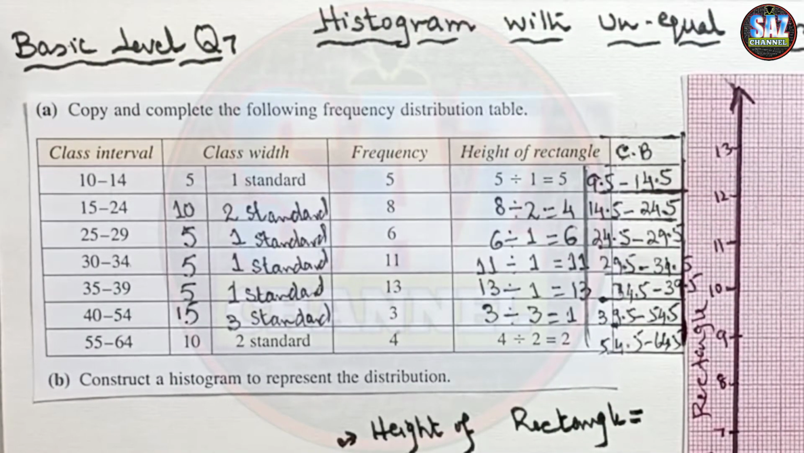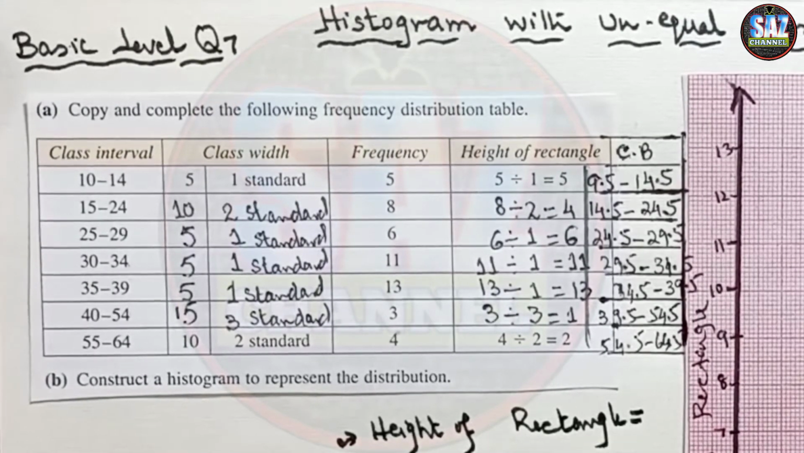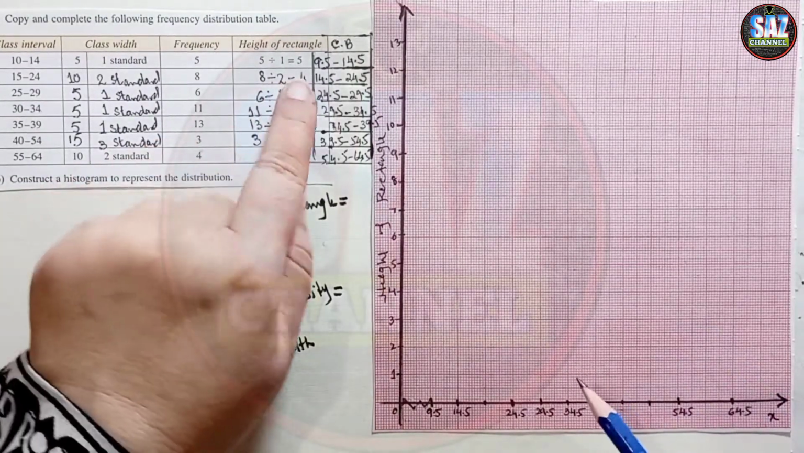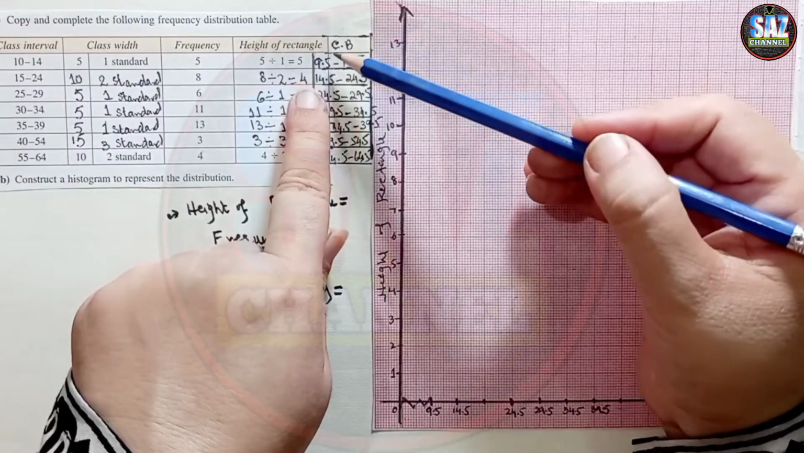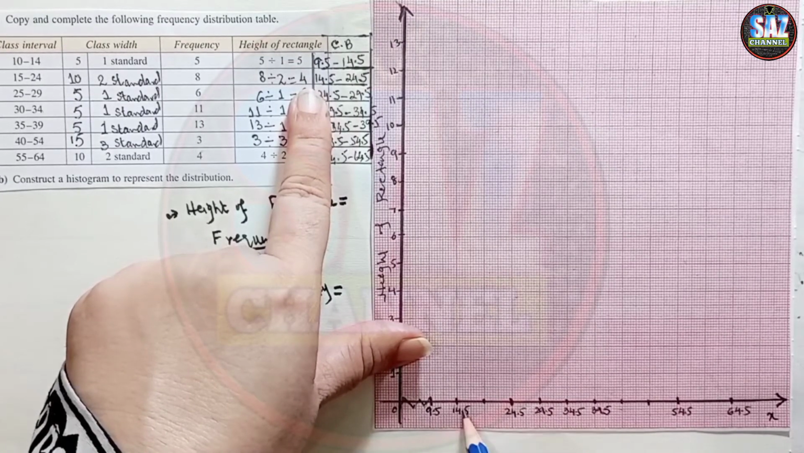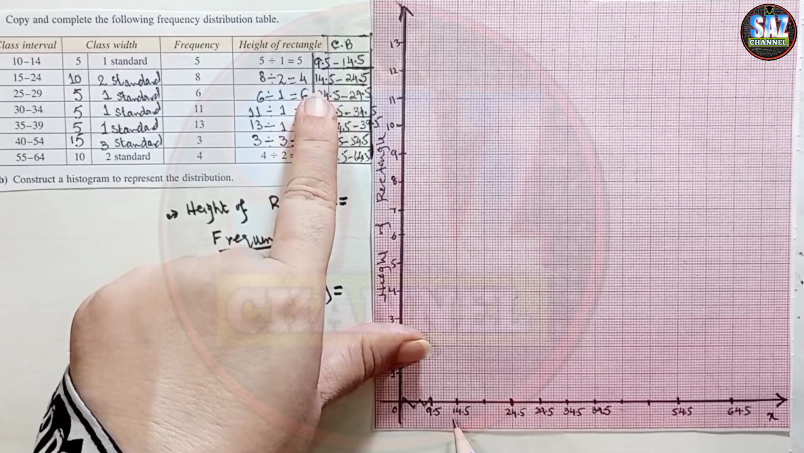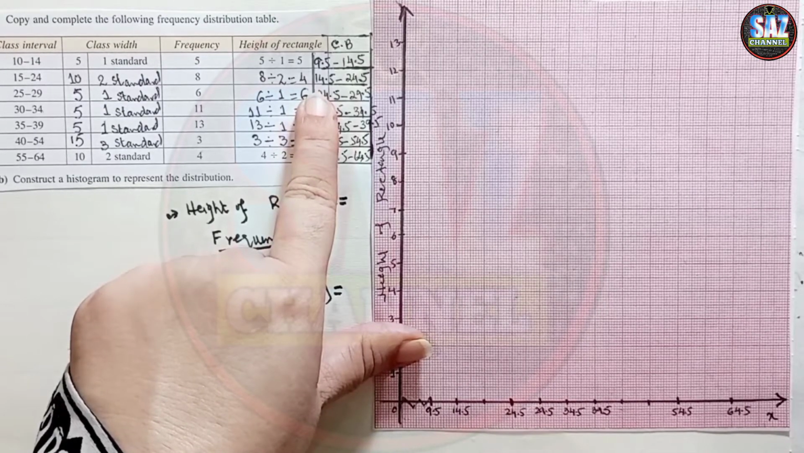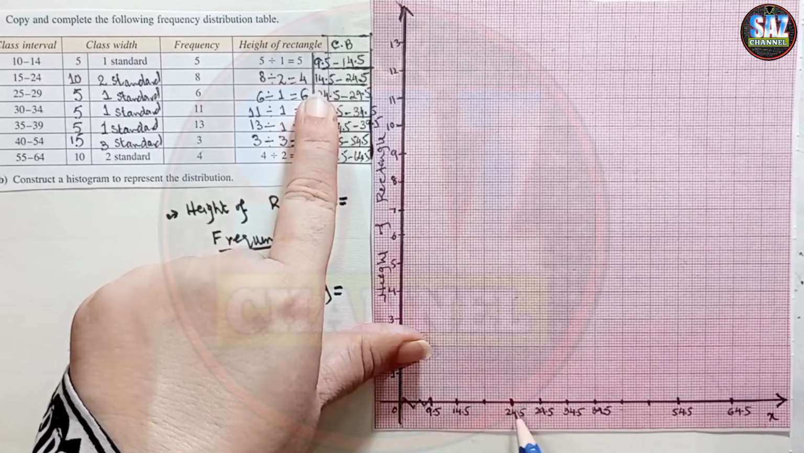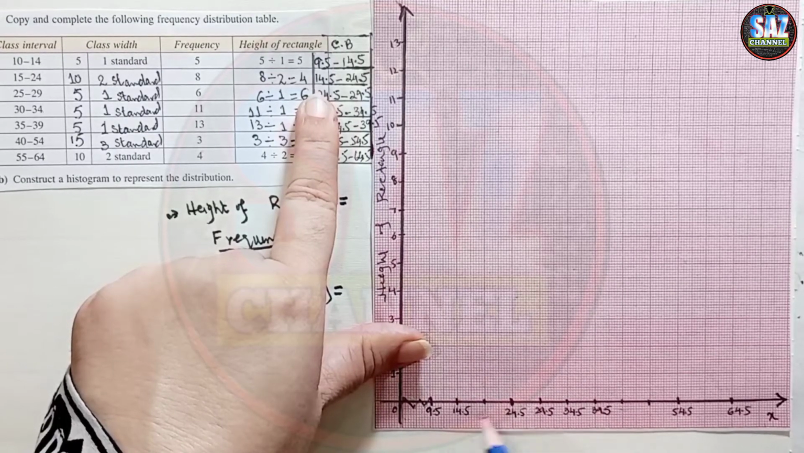Okay, now look, on the x-axis we have the class boundaries 9.5 to 14.5, and then from 14.5 to... okay, now try to understand the meaning of standard. The class which has a class width of 5 units, we are taking a 1 centimeter gap for that. Now the second class, which has a width of 2 standards, for that I'm marking the first number at this place, and then I'm marking the second number at a gap of 2 units. I hope you are clear on how to mark the standard.